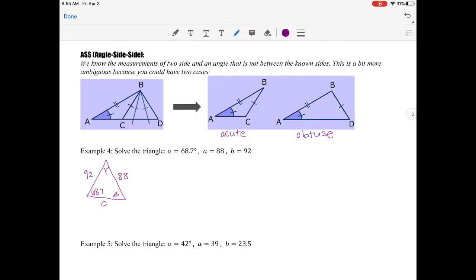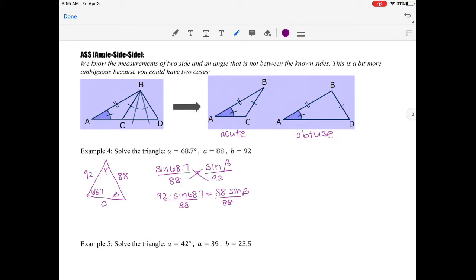And then we got side C. So now if we think about solving for these, we would do the same thing that we've done before. So sine of 68.7, all divided by 88, equals sine, let's say I probably would start with beta because we have the side across from that. So beta all over 92. Think about cross multiplying. So 92 times sine of 68.7 equals 88 times sine of beta.